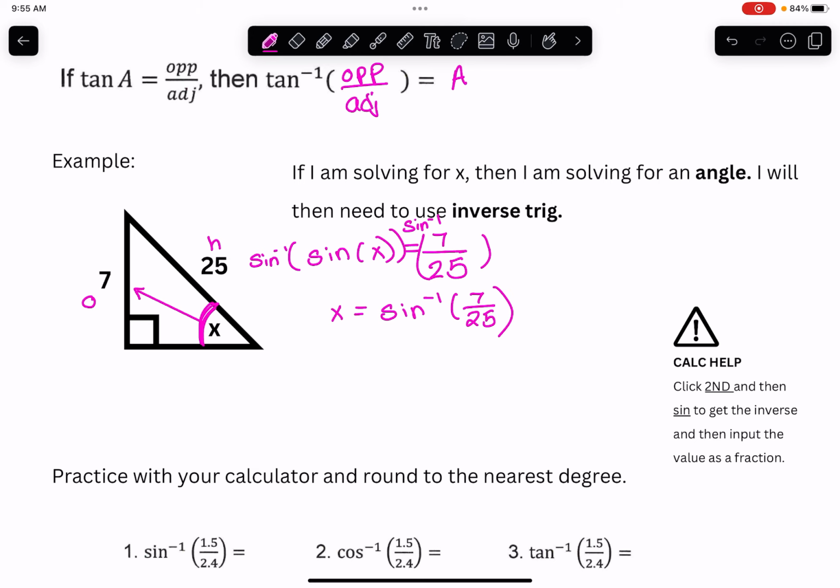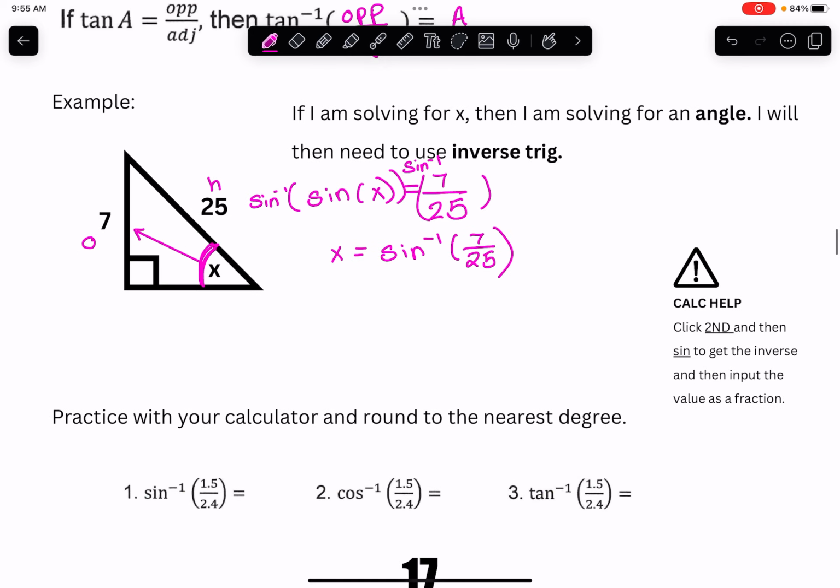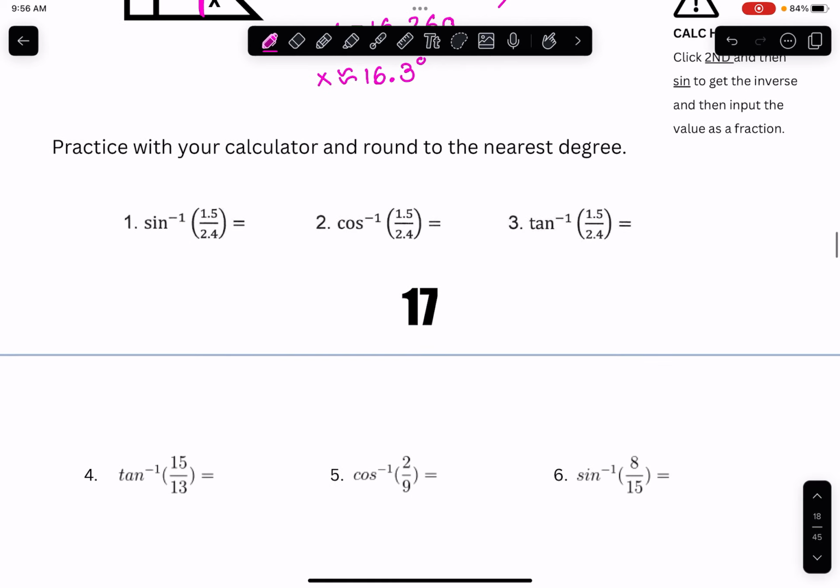And now all you have to do is use your calculator. I put a little note down here. You're going to hit second, sine, and then you're going to do 7 over 25, enter. And if we round to the nearest tenth, so originally you should get 16.260... and if I round to the nearest tenth, I should get 16.3 degrees because this is an angle measurement.